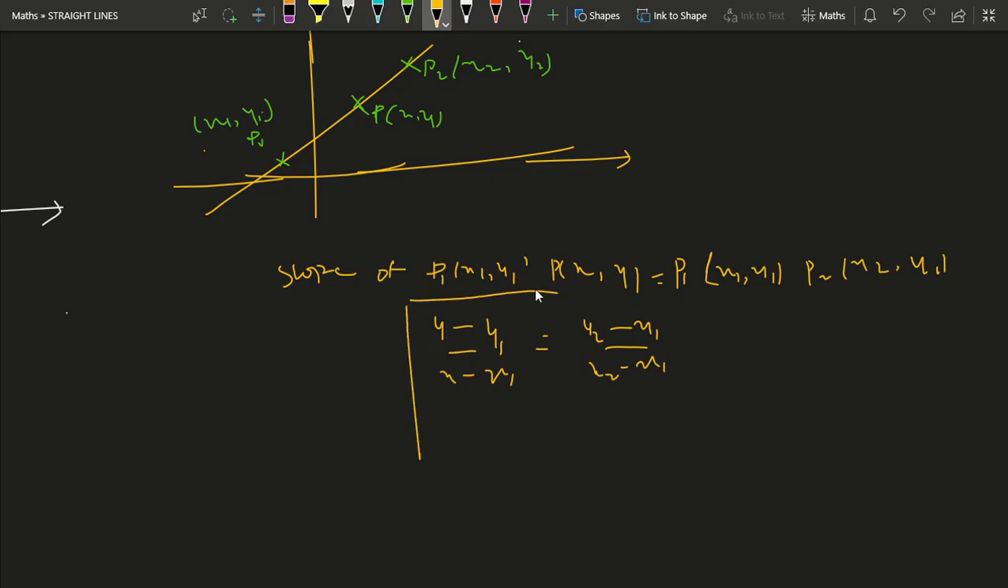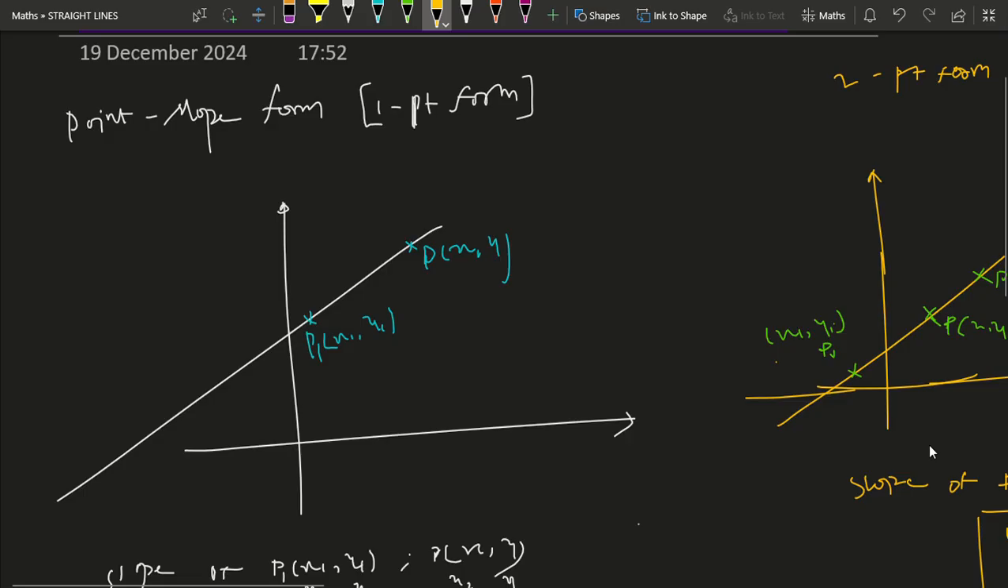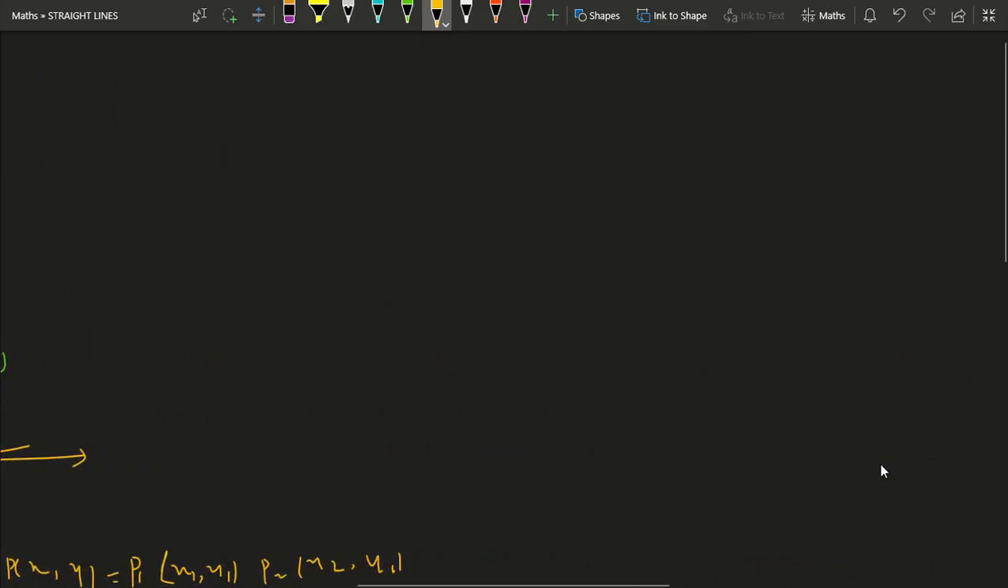Wonderful formula. So these two results are very important for the upcoming results. Okay, next result is a precious result, that is slope intercept form.